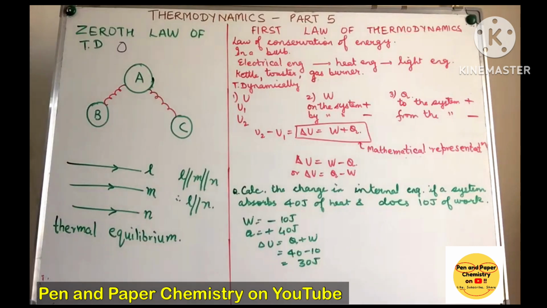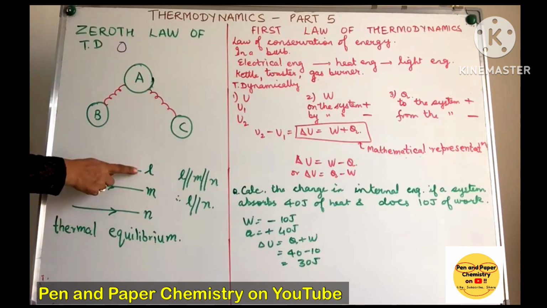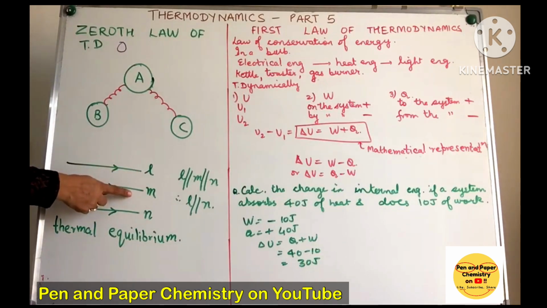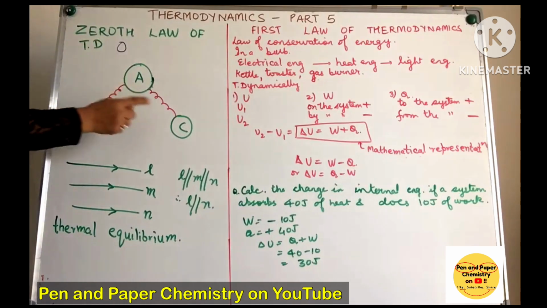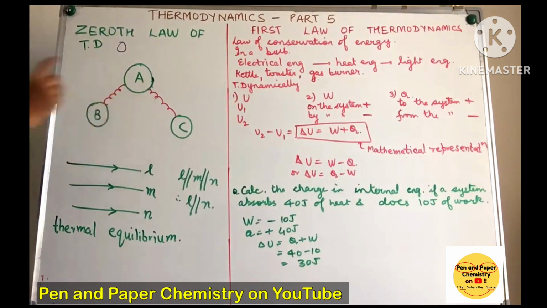It's nothing but the law of parallel lines. Simply, if you have a line L parallel to line M, and this in turn is parallel to line N, then L and N are parallel to each other. Simple. So, zeroth law of thermodynamics: you have three systems, A, B, C.